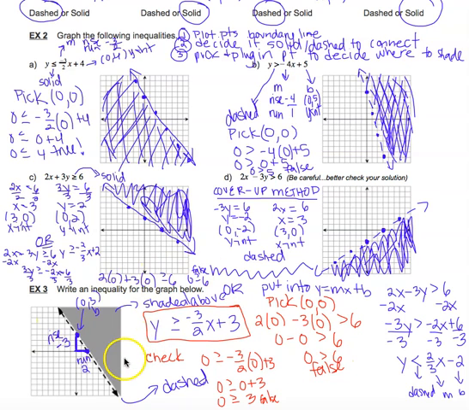All right, so hopefully you feel confident in being able to do the 3 steps here to graph your inequalities. Make sure that you reach out if you have questions.